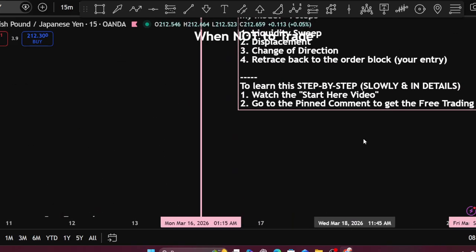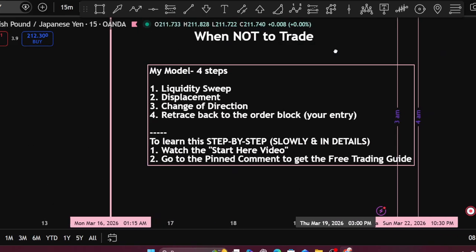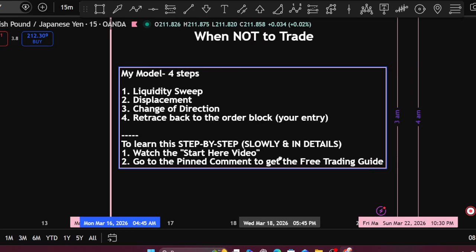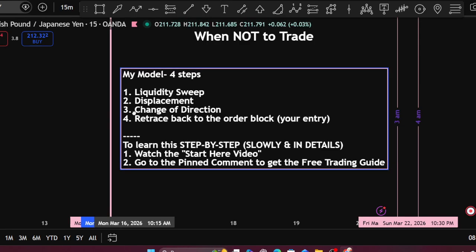All right, so basically, here's my model broken down in words. I'm looking for my first step, liquidity sweep, displacement, change of direction. My last step is retrace back to my order block, which is my entry.